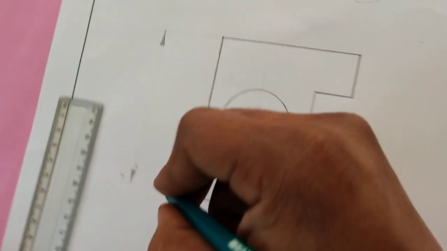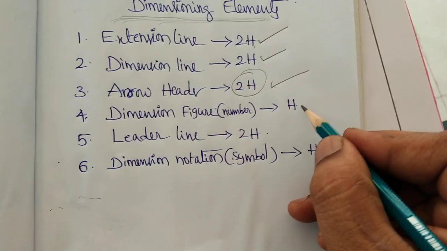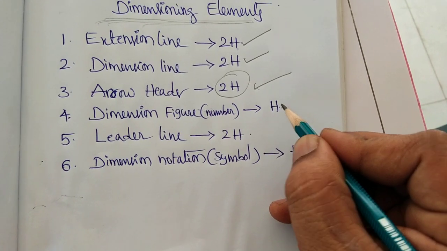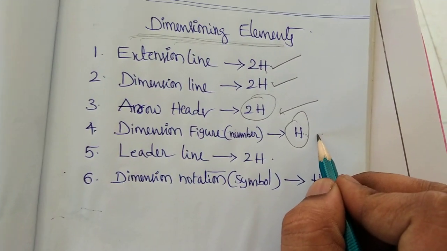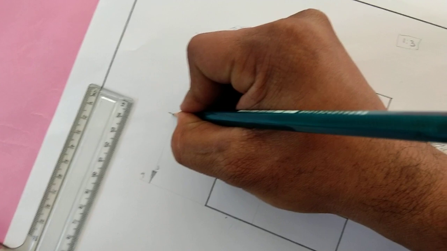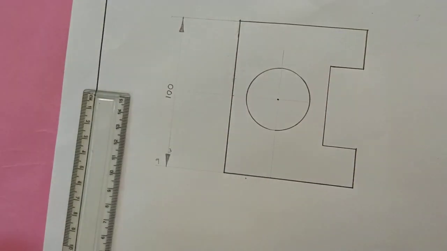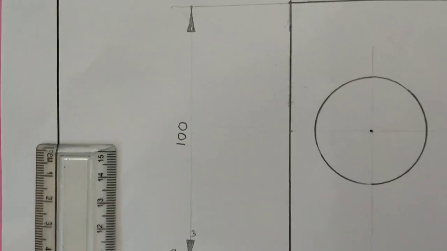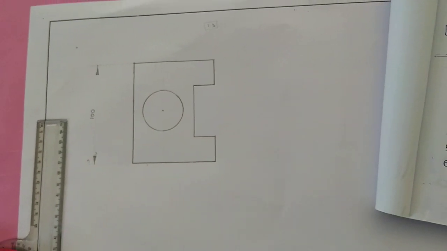Then we can place the dimensioning figure, and in the next step, in the fourth step, we can place the dimensioning figure or dimensioning number with the help of H pencil. For writing purpose, as I said, we should use H pencil. So here place the dimensioning figure. This is 100 mm line. So always the dimensioning figure should be placed exactly at the middle and above the dimension line. Yeah, this is the process for constructing the dimension line.